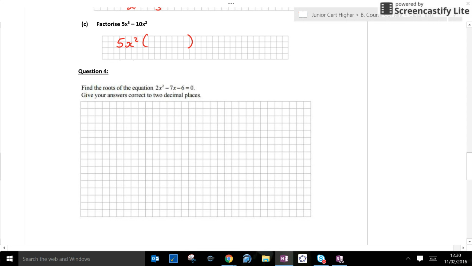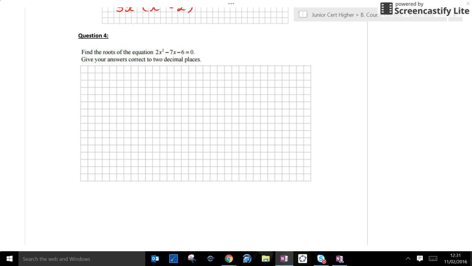So I factorize out 5x squared, and now I divide through by 5x squared. 5x cubed divided by 5x squared is x. Minus 10x squared divided by 5x squared is minus 2. Okay. That moves us on to question 4.